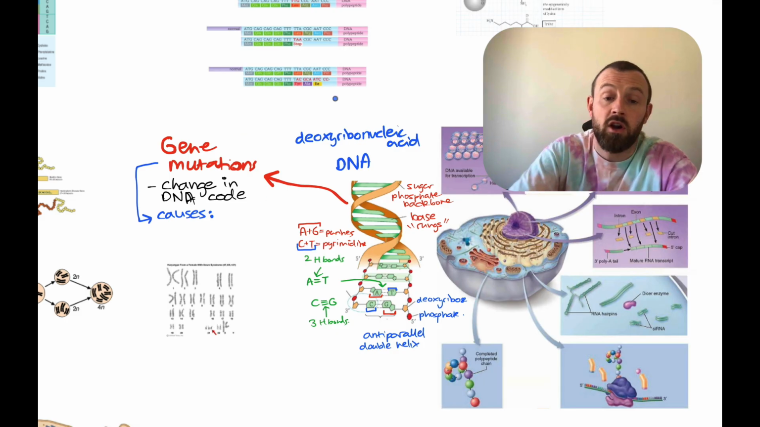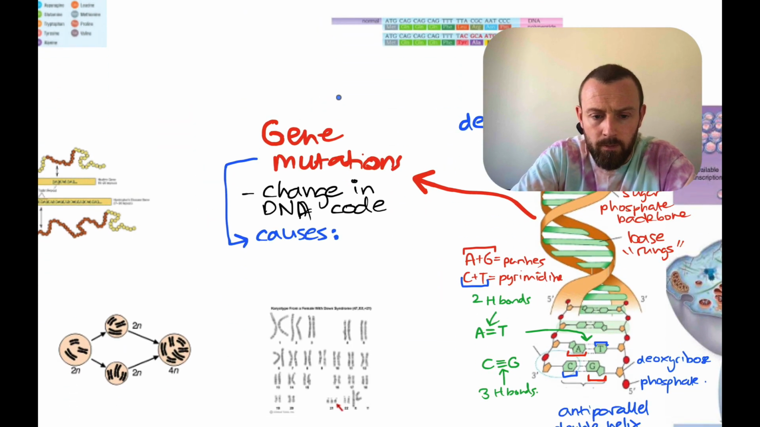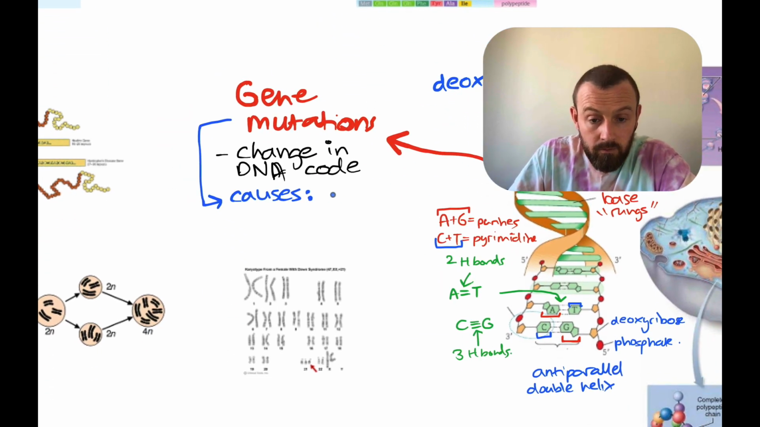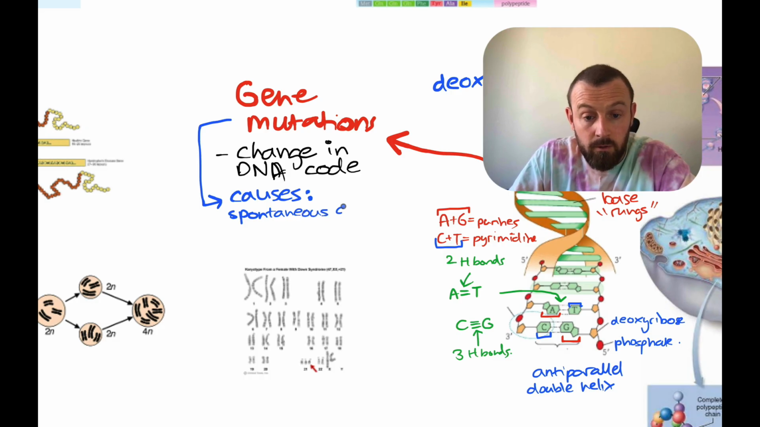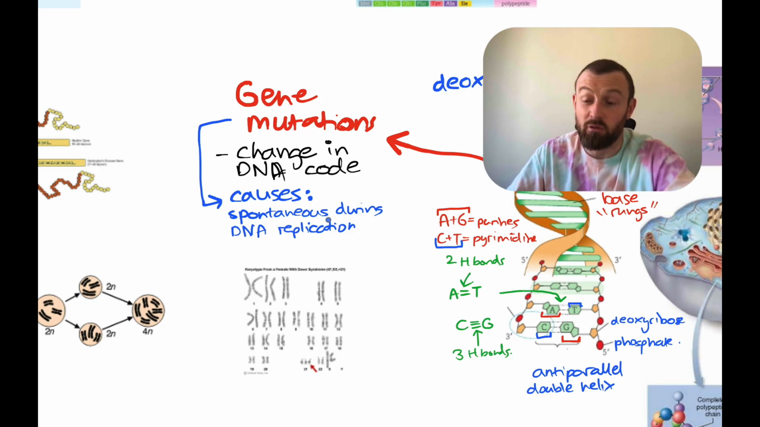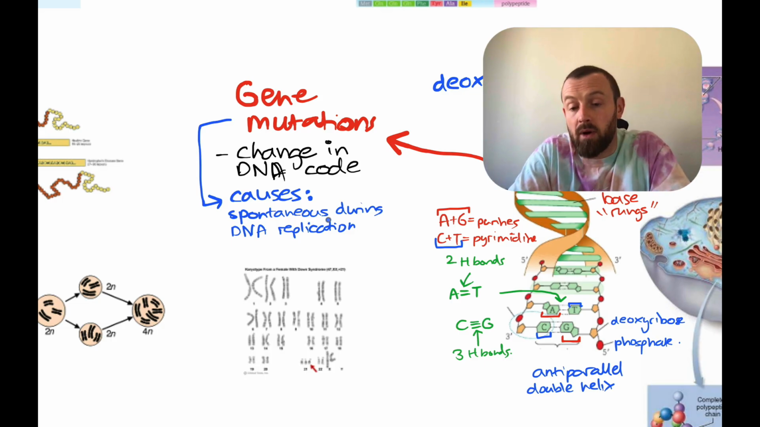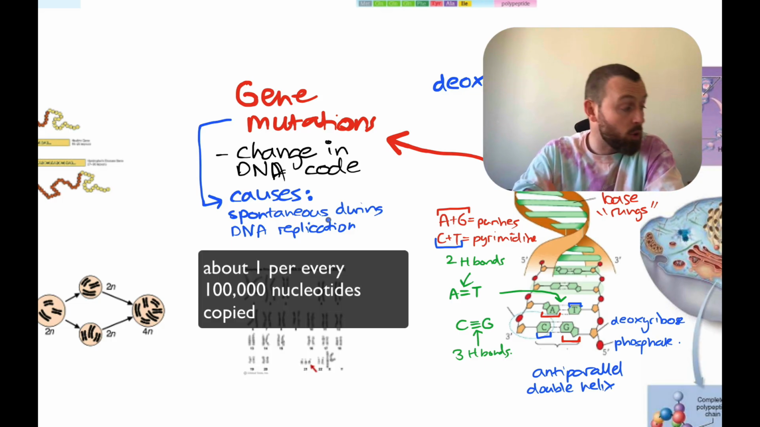Well, first of all, some of them occur spontaneously. We can pinch in a little bit more. During replication, there is an error rate. So when DNA polymerase copies DNA, the error rate is pretty low, but sometimes the wrong bases are put in, and that causes mutation.